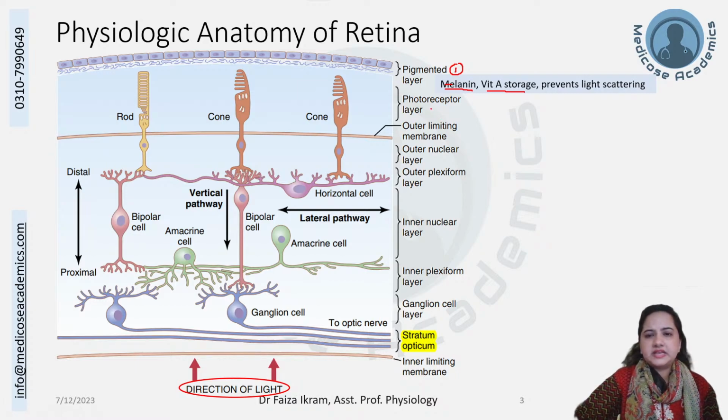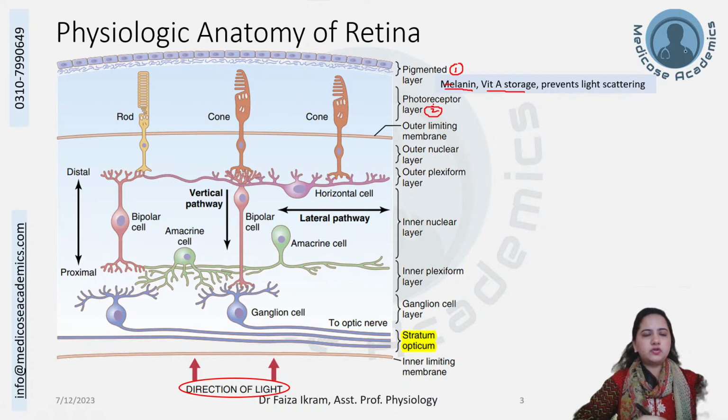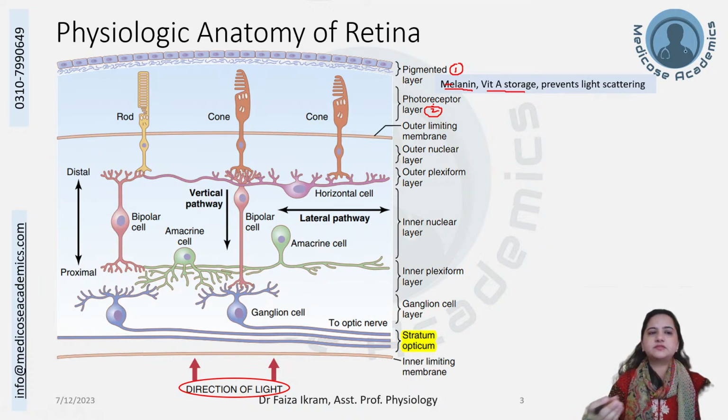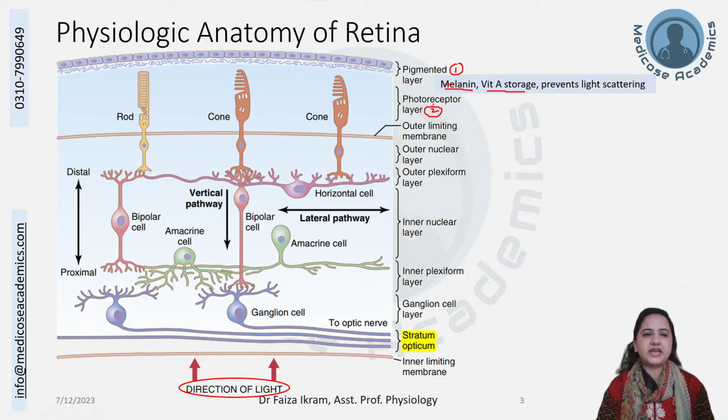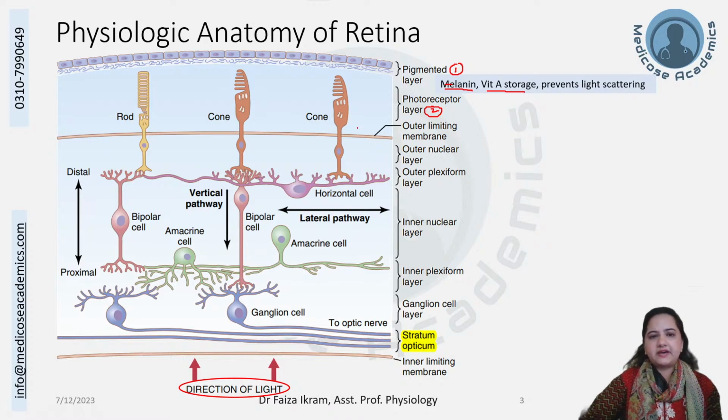Moving on, the second layer is composed of photoreceptors, the actual receptors which receive the light to make the image on the retina. These are of two types, rods and cones. Rods and cones have photopigments in their outer segment, and their nucleus is present in their inner segment. The third layer is the outer limiting membrane, which separates the outer segment of photoreceptors from their inner segments.